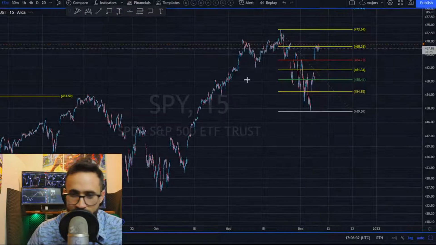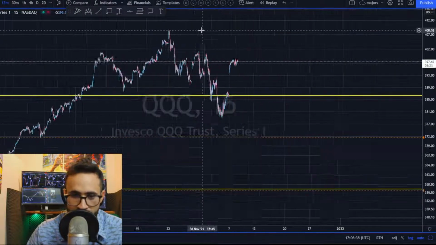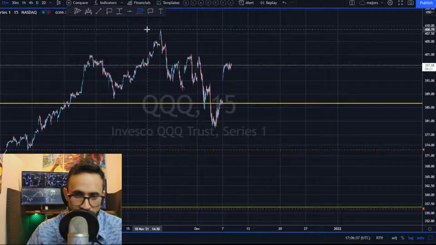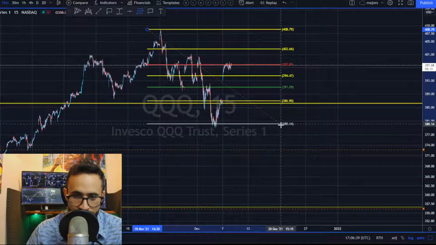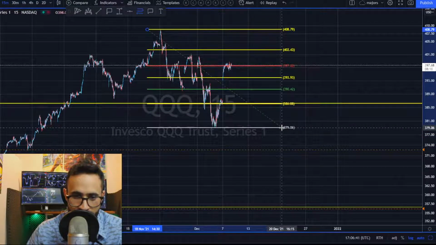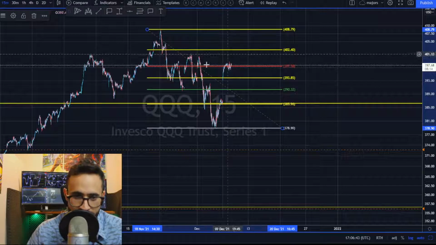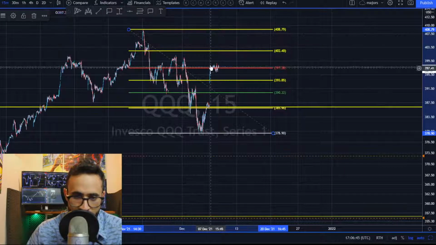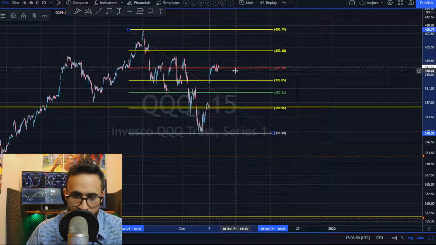The QQQ is even funkier yesterday. Still is today. It's under the 61.8. So, oh, it's closing above now. But yesterday it was stuck at the 61.8 early in the day, and then it went above. It's chopping. So we'll see how this unfolds.